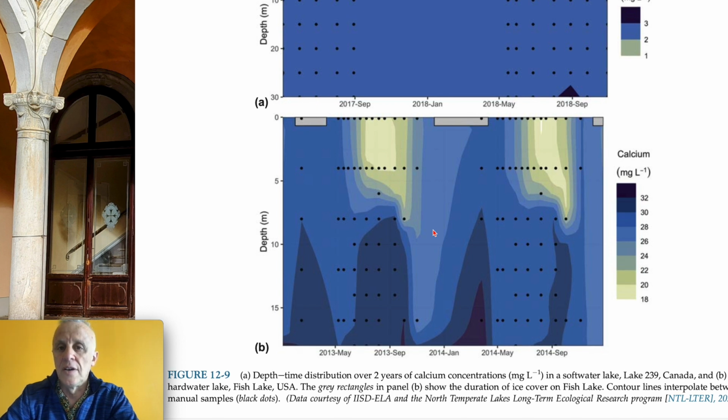Hard water lakes are dominated with calcium and magnesium ions, for Fish Lake in the US. And then the gray rectangles in panel B show the duration of ice cover. And on Fish Lake, contour lines are interpolated between manual samples, the black dots. So all the black dots represent manual samples, and those contour lines are interpolation between the black dots. And on the x-axis, we have time.